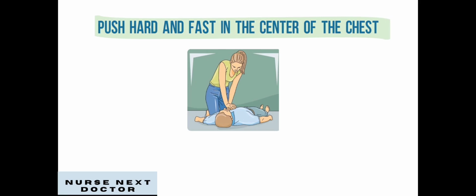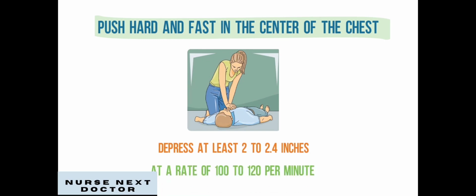Chest compressions are applied to the lower half of the sternum. Depress at least 2 to 2.4 inches, allowing for full chest recoil on the upstroke. Provide chest compressions at a rate of 100 to 120 per minute.